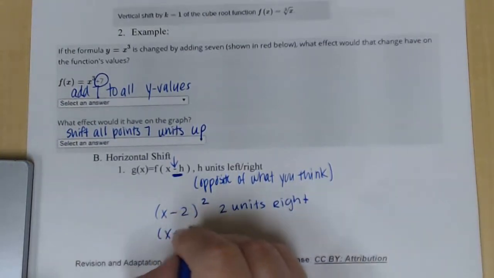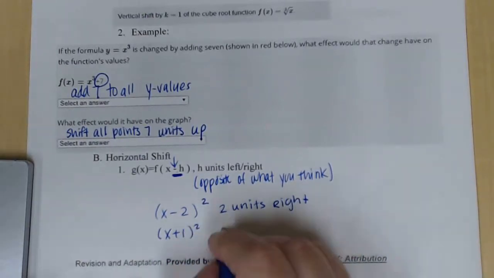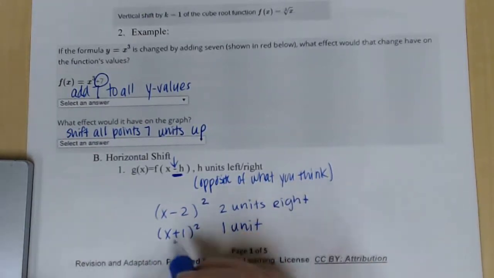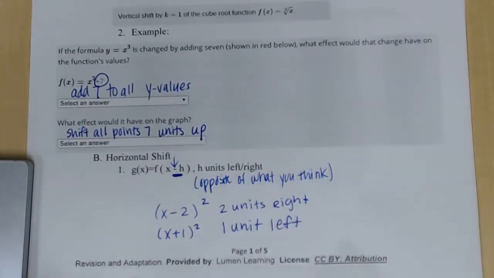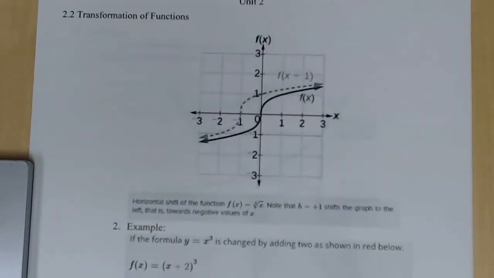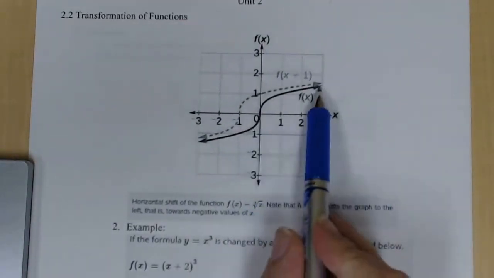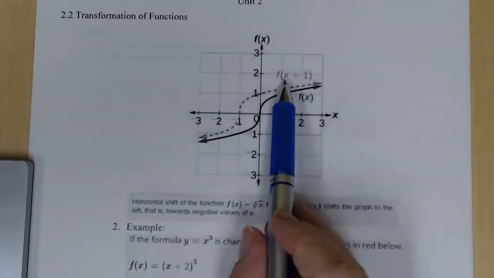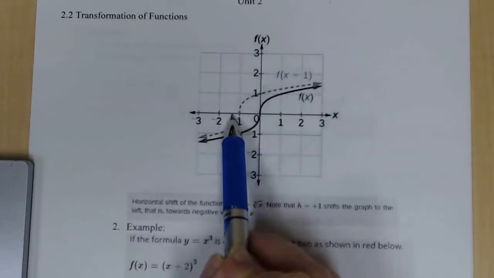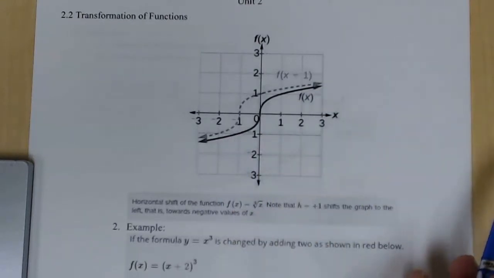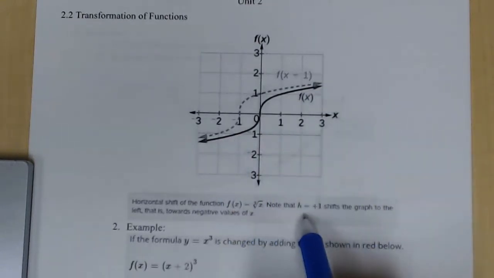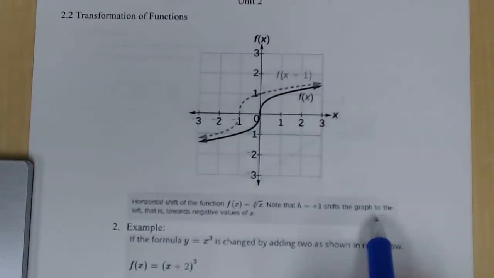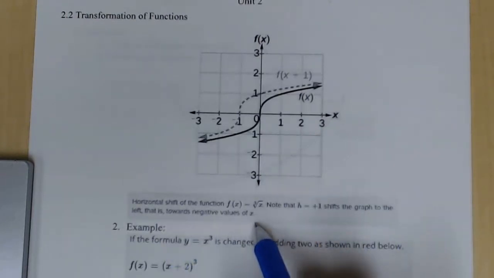Say I had (x + 1)². Well, that would move me 1 unit, opposite of what you think, so to the left. And let me show you what that looks like on a graph, because I think that kind of clears up what you're doing with it. So again, you'll notice it's the same cubic function. There's my parent function. And they added 1 inside of the parentheses, so it moved everything to the left one. So it says, note that your h is +1 shifts to the left, that is towards negative values of x.